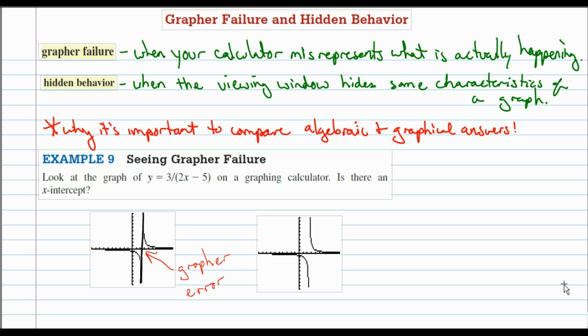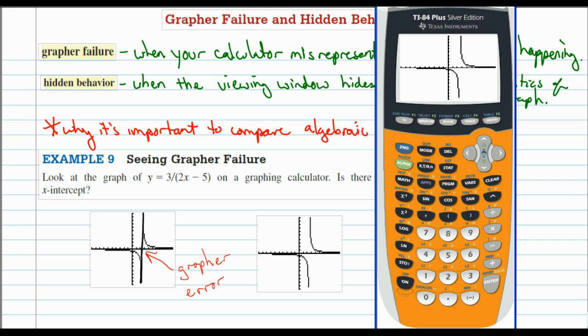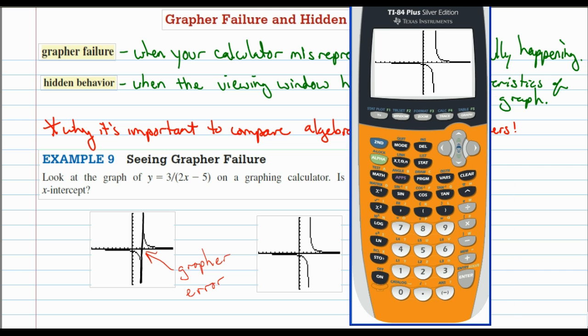Example 9, I put in my calculator y equals 3 divided by 2x minus 5. Now, if your calculator has this vertical line right here, that's some of the old software from Texas Instruments. It's no big deal. You just need to know that that vertical line there does not exist. But Ms. Larson, how do I know that doesn't exist?